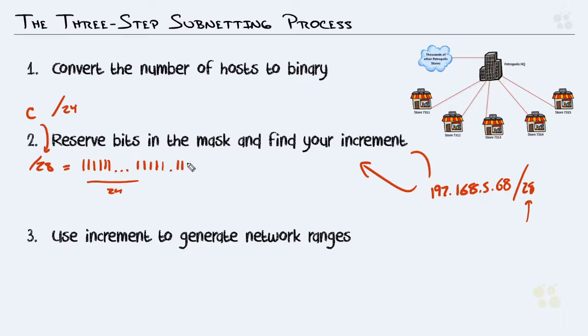So I'm going to go 1, 2, 3, 4. I've got my 24, 4 more. Last bits look like this. This is the lowest network bit. Convert it back to a decimal. That'd be 128, 64, 32, 16, right? So this is our increment.